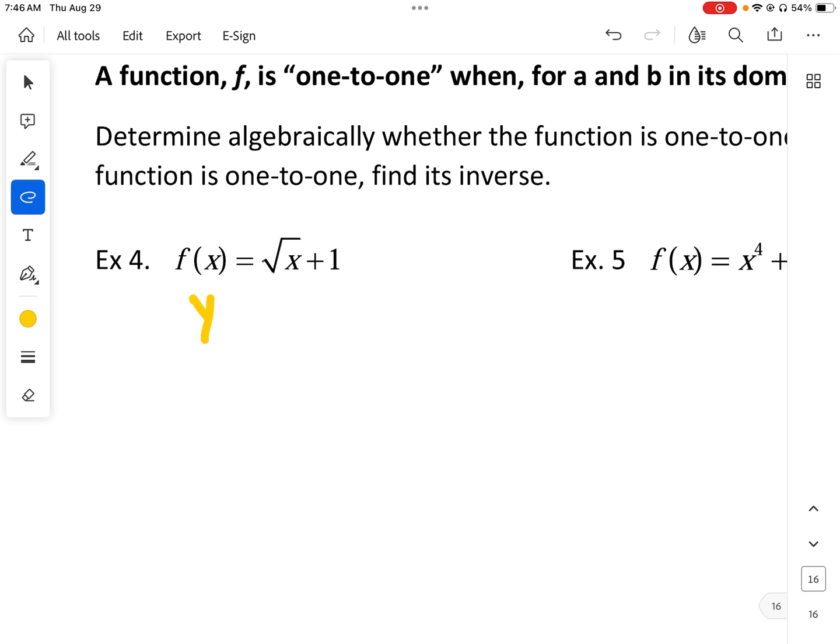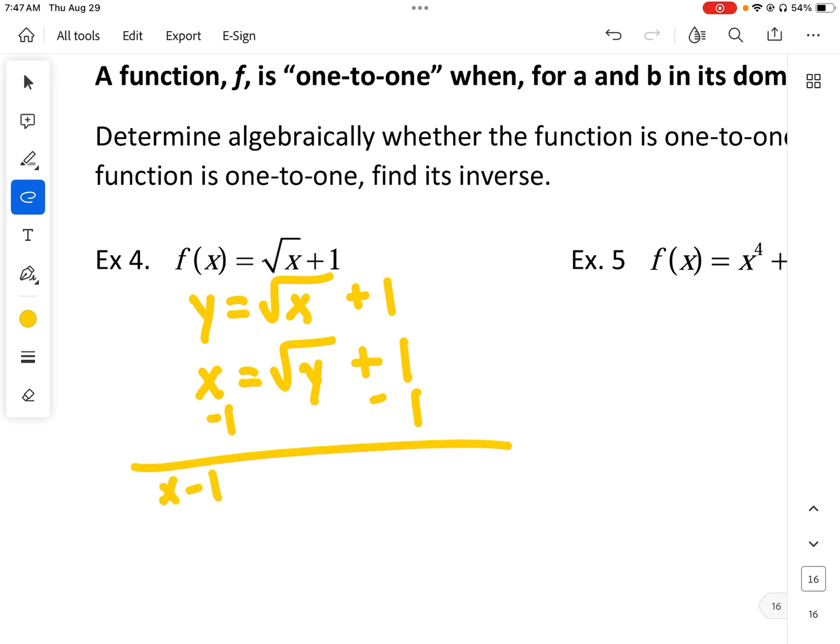So let's go ahead and just write this as y equals the square root of x plus 1. And we are going to find the inverse, so we can look at that. So that's going to be x equals the square root of y plus 1. We want to solve it for y. So whatever I do to one side, I have to do to the other. So I'm going to subtract 1 in the beginning. So I get x minus 1 equals the square root of y. To get rid of a square root, I'm going to square it. And I'm also going to flip it around. So it's y equals x minus 1 squared.